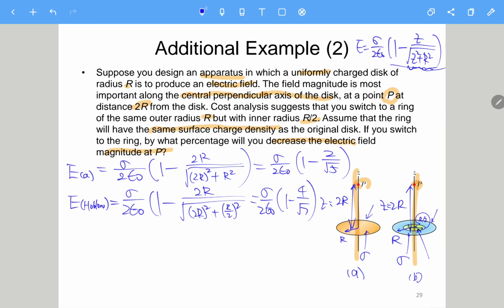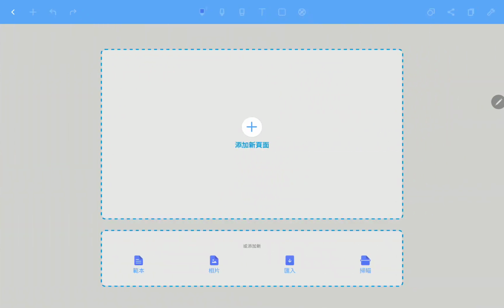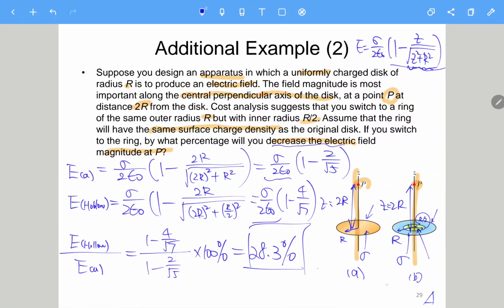Okay, so finally, if we need to calculate how much the E field is decreased, how much percentage is decreased, we can have E hollow over E_A. For the first part it will be cancelled, so it becomes 1 minus 4 over square root of 17, and then all over 1 minus 2 over square root of 5, and then we can multiply it by 100%. So the final answer is 28.3%. 28.3% for this sample problem. Okay, so here we have concluded this chapter.